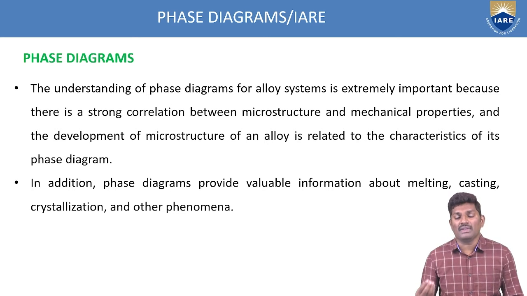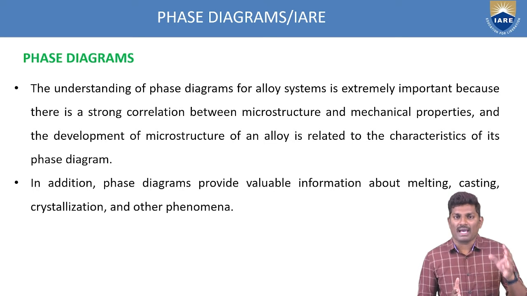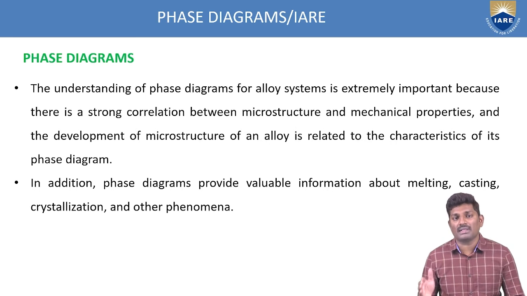That's why it gives additional information, rather than just the characteristics as well as the microstructure. It is giving some valuable information about the melting temperature. Next is the casting temperature. At what temperature do you have to do the casting process? At some point, you have to pour the molten metal into the cavity. So at what temperature? That temperature can also be identified with the help of the phase diagrams.